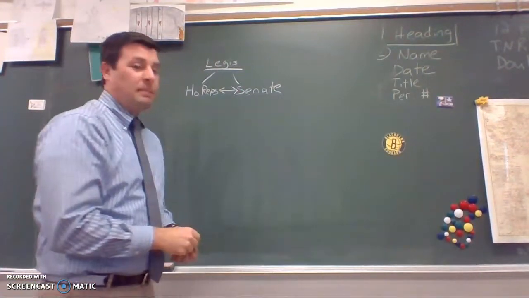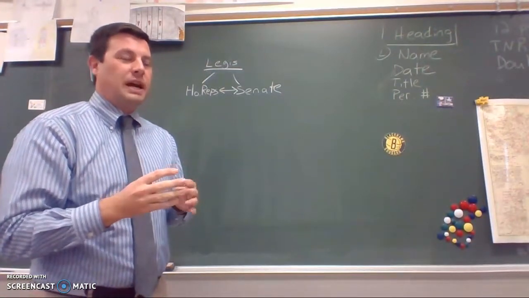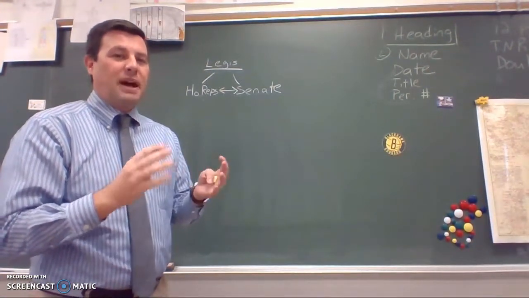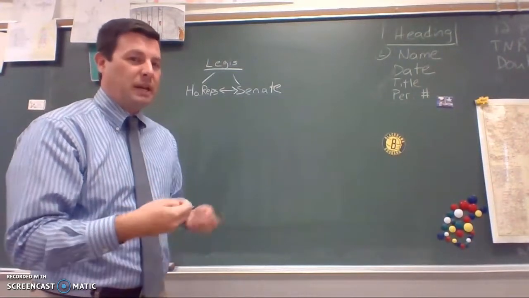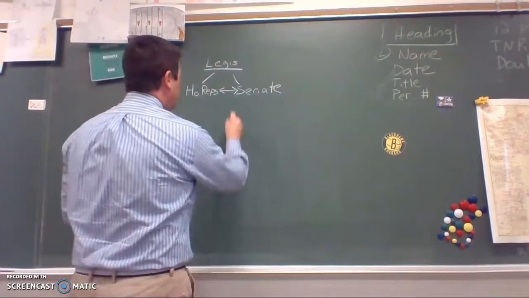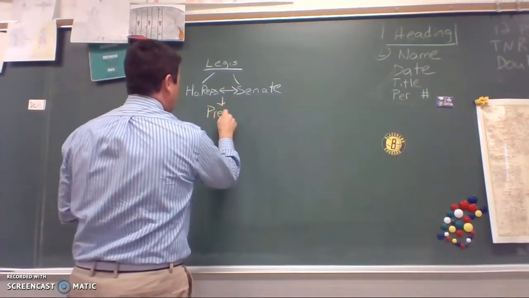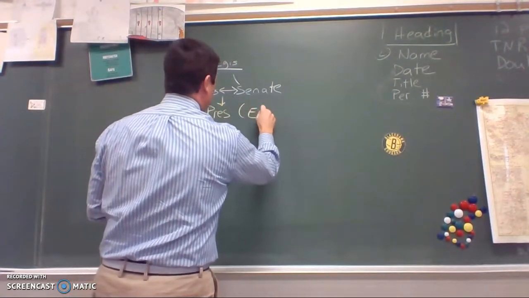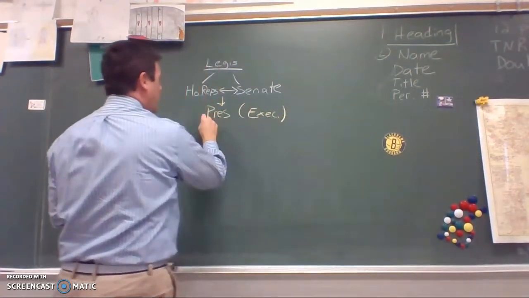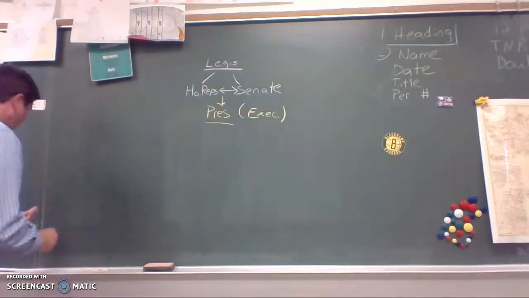If it is passed by both houses, typically that doesn't always happen straight as is. Most of the time, the bills will be modified and then have to be sent back to committee or something along those lines. From there, it then heads to the president. And the president is the executive branch. Okay? And the president then has multiple options.